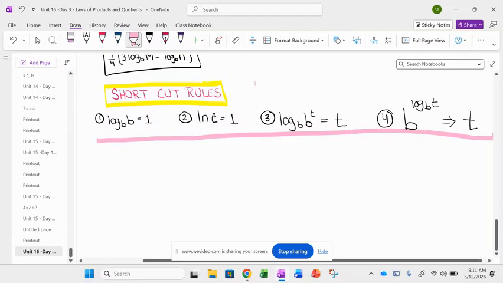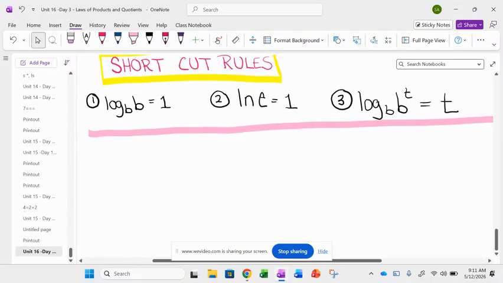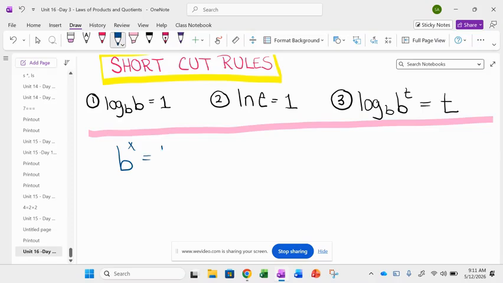All right, are we ready for the explanation of why each of these holds true? All right, so for the first one, log base b of b. So when I have log base b of b, do we agree this is saying b to what power equals b? B to what power gives us b to the first? 1. Does that make sense?